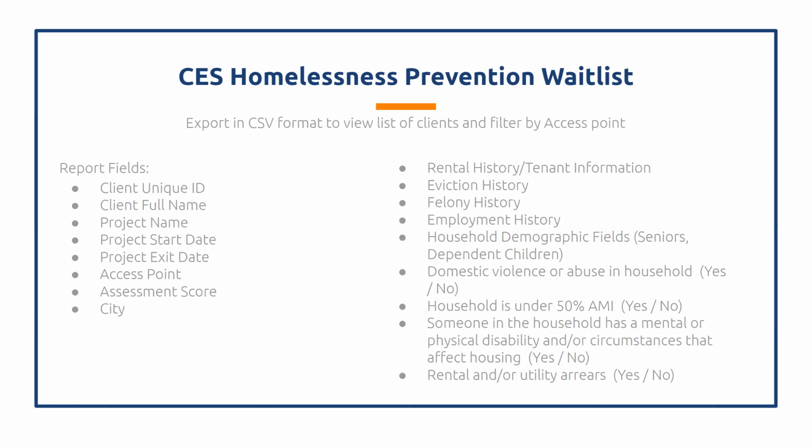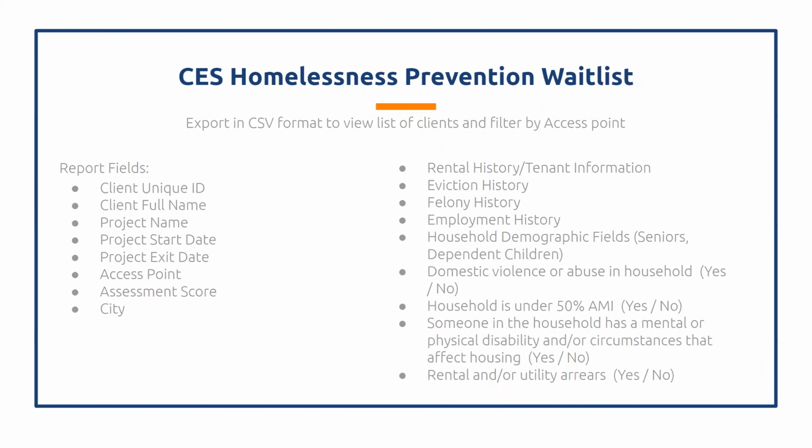And these are the fields for the CES homelessness prevention waitlist. Once again, a lot of the same fields. We're seeing the fields from their profile information as well as their enrollment information. We have information regarding rental history and tenant information, as well as eviction history and felony and employment history as well. And then we have different fields regarding the household demographic and household composition. So whether there are any seniors in the household or dependent children.